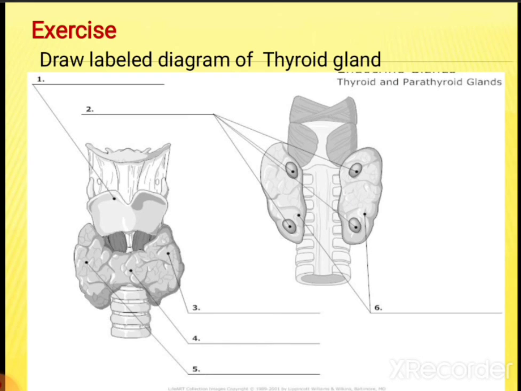And this is the exercise for your file. You have to draw this diagram, both the diagrams, colored diagrams, and label all the unlabeled structures in this image. Then this completes your topic, thyroid gland.